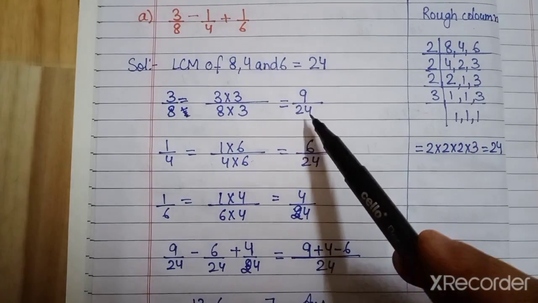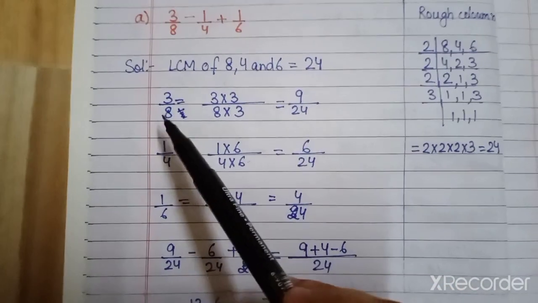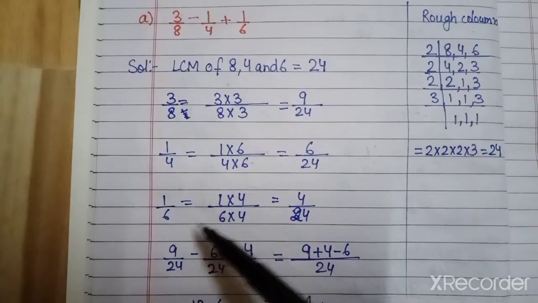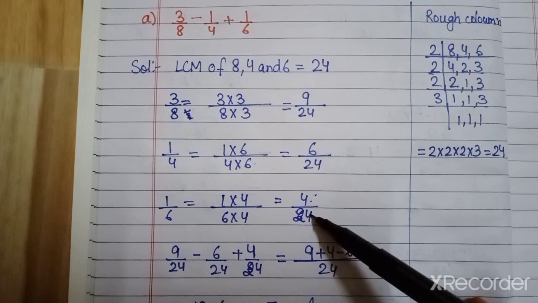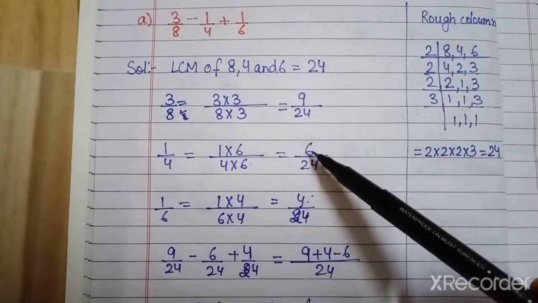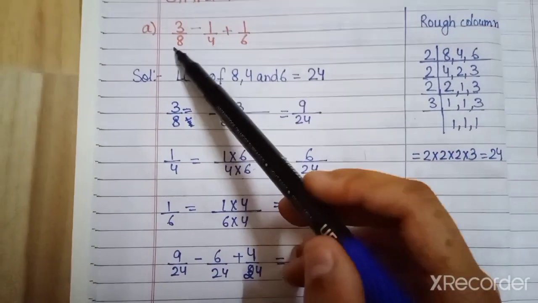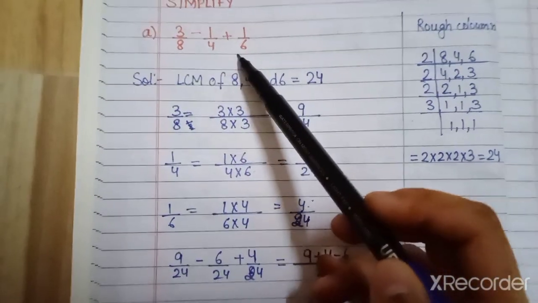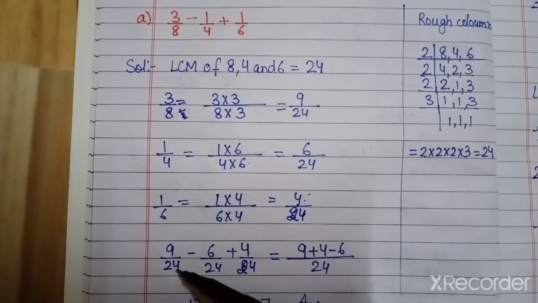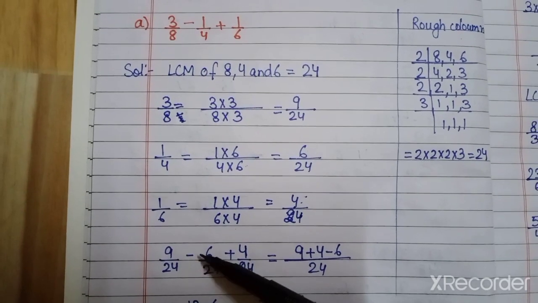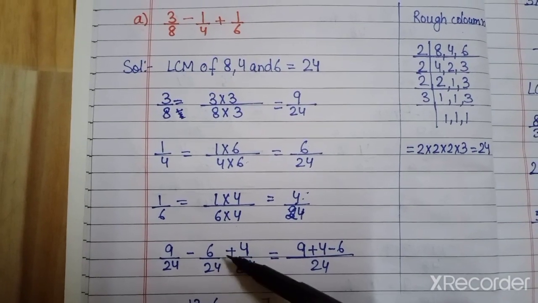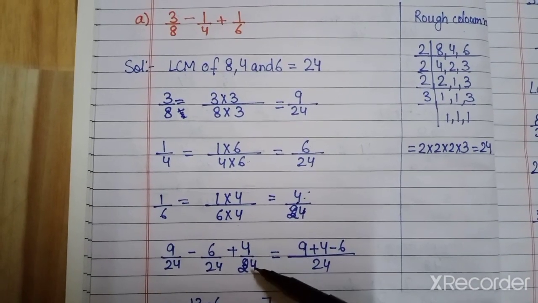So these are the values. The value of 3 by 8 is 9 by 24. The value of 1 by 4 is 6 by 24. And the value of 1 by 6 is 4 by 24. Now we will place these values 9 by 24, 6 by 24, 4 by 24 in place of 3 by 8, 1 by 4 and 1 by 6, and the signs will remain the same. So 9 by 24 in place of 3 by 8, then the subtraction sign, then in place of 1 by 4 I will put 6 by 24, and in place of 1 by 6 I will put 4 by 24.